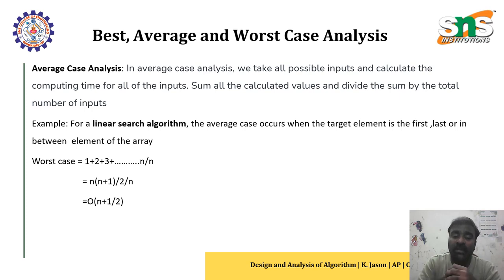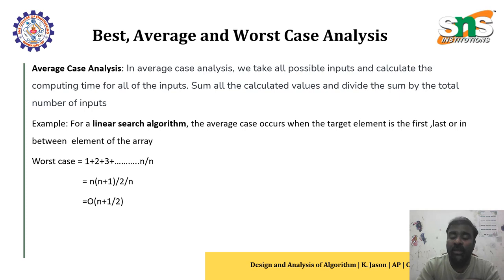How will you find the average case? Maybe the first element, or second element, or third element, or tenth element. So the sum of all calculated values is divided by the total number of inputs. So big O of n plus 1 by 2. This is called the average case.